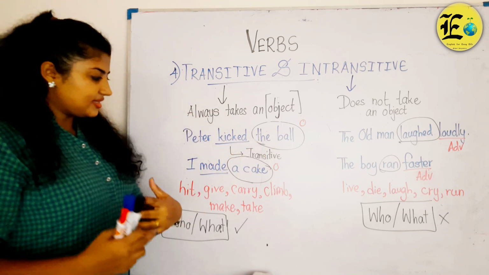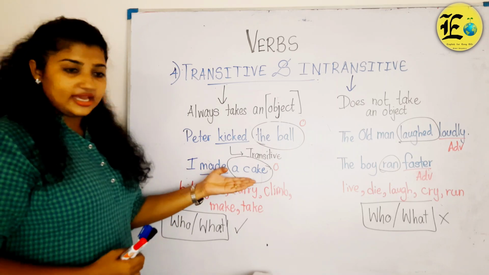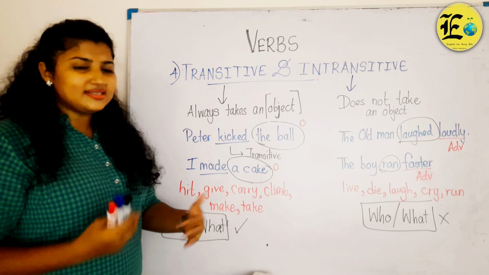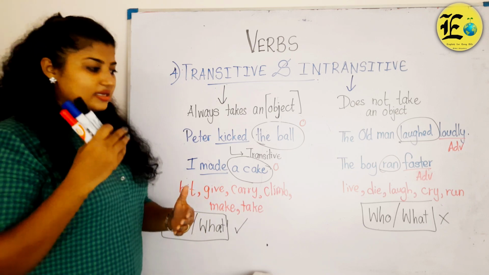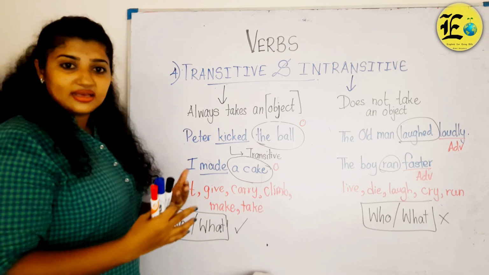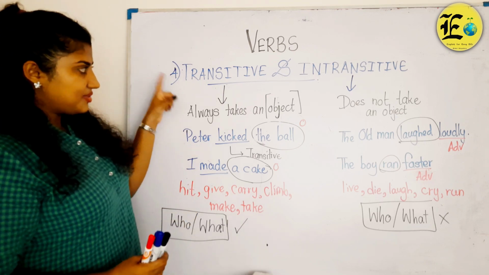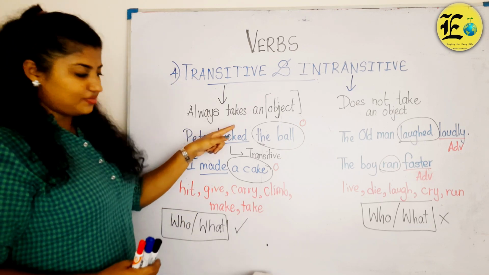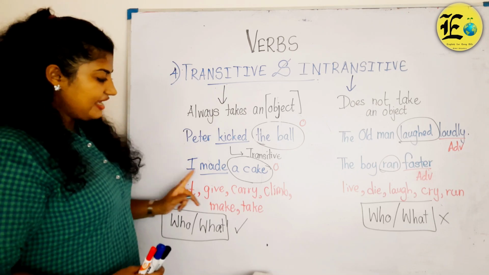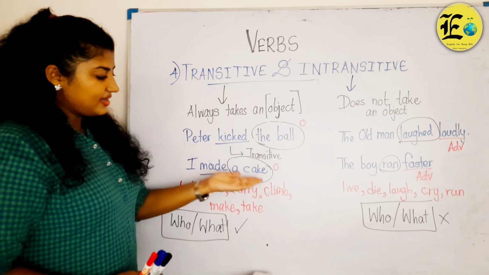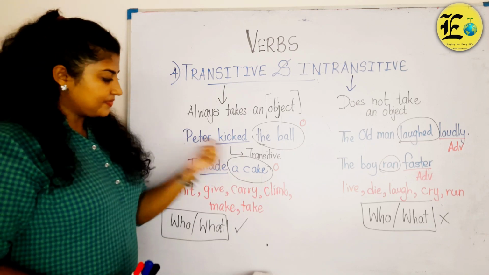Then we'll look at another example like this. I made a cake. If I stop saying I made, is the sentence complete? Do you find a meaning there? No, it is not. That is why we say again, transitive verbs, they need an object. For example, like I made a cake. Made is a transitive verb and the object is a cake.